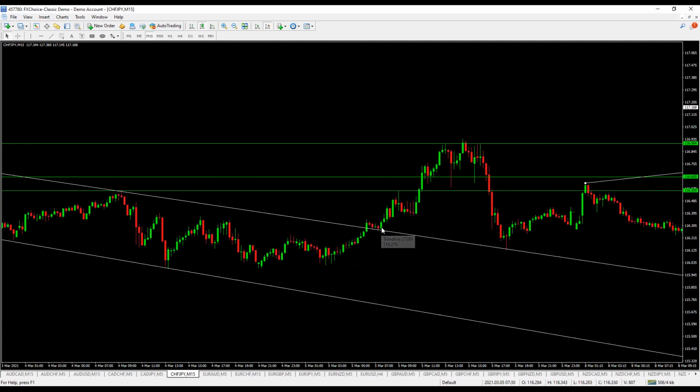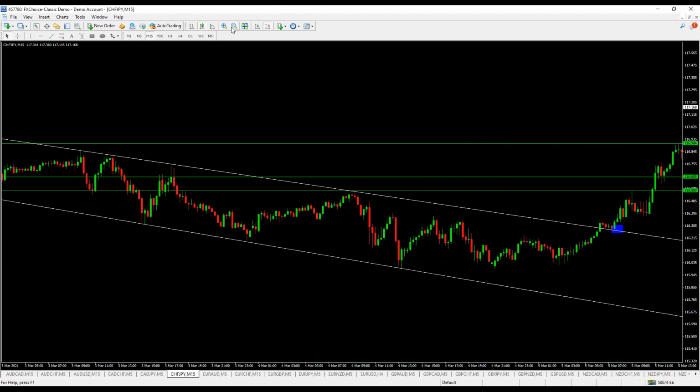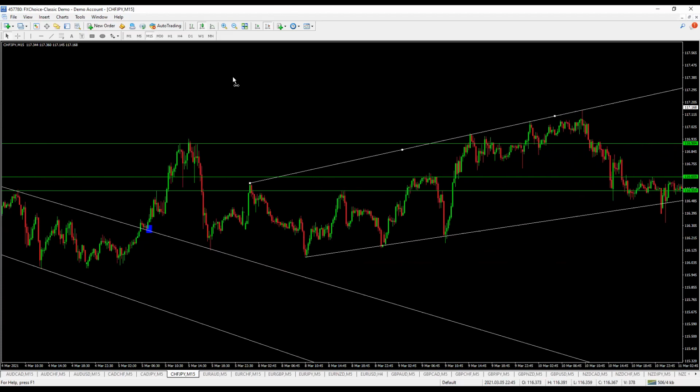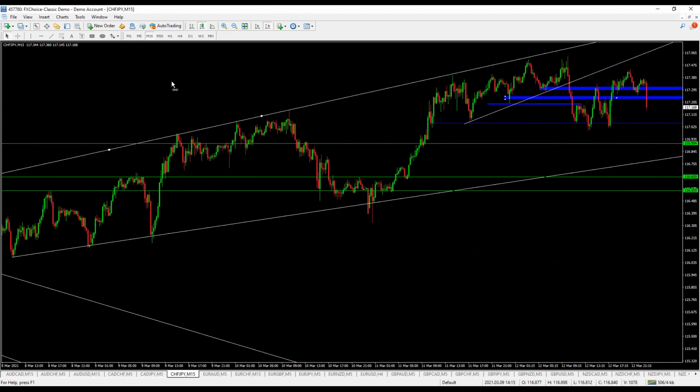It tested it. And once it tested it and stays above your trend line, you can enter your trade off the retest. Okay? You enter your trade off the retest and look what happens. Price shoots right up. And where did it shoot up to? Another zone. Right?